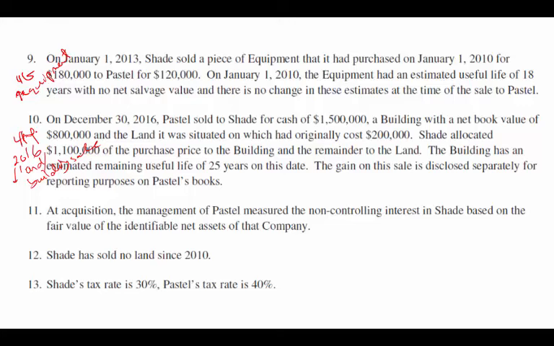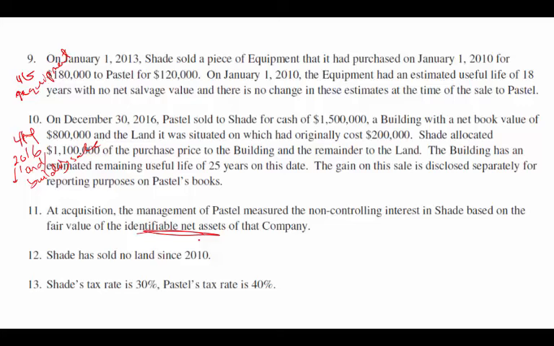Number 11. At acquisition, the management of Pastel measured the non-controlling interest in Shade based on the fair value of the identifiable net assets of that company. It is very important we don't miss this piece, even though it's at the end of a lot of information. This is one of our 5 steps of consolidation. How is parent accounting for NCI in sub? And we now know that they are using the net identifiable assets method. So we won't be recording an amount for NCI related to goodwill, and any goodwill impairment should not impact NCI's share of sub's income or retained earnings.